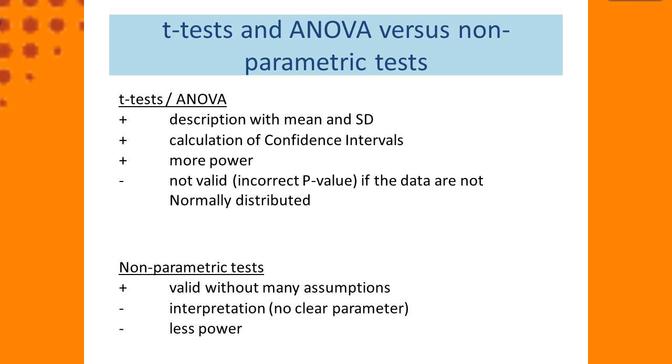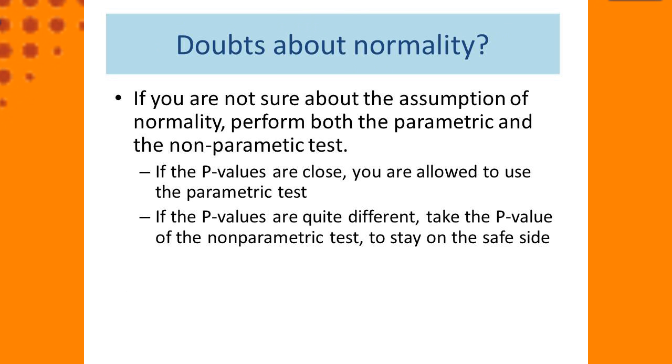If you have doubts whether your data come from a normally distributed population or not, you can perform both the parametric and the non-parametric tests. If the p-values are close, there is not much difference, so you can use the parametric test. If the p-values are quite different, take the p-value of the non-parametric test to stay on the safe side.